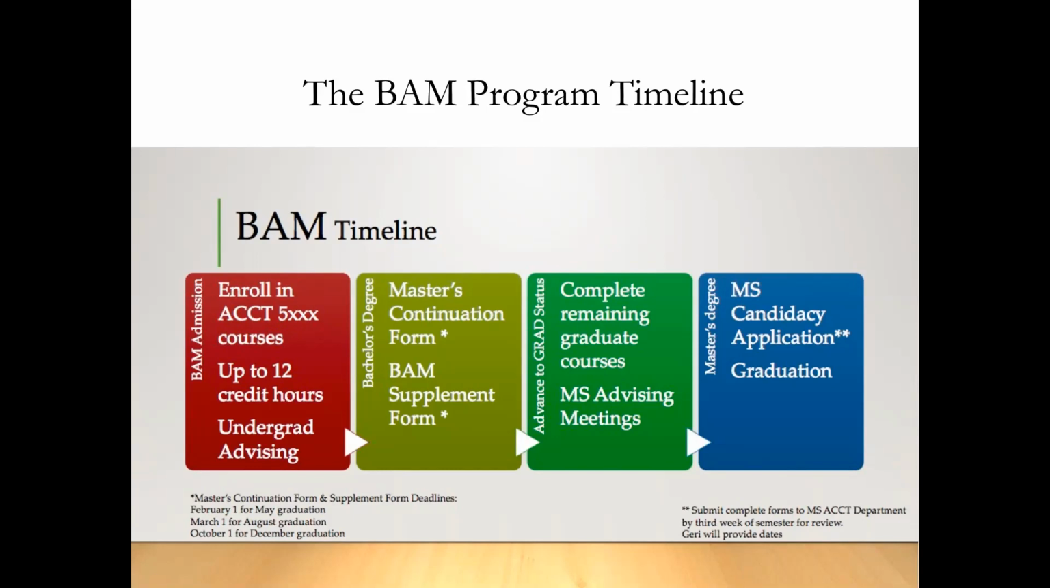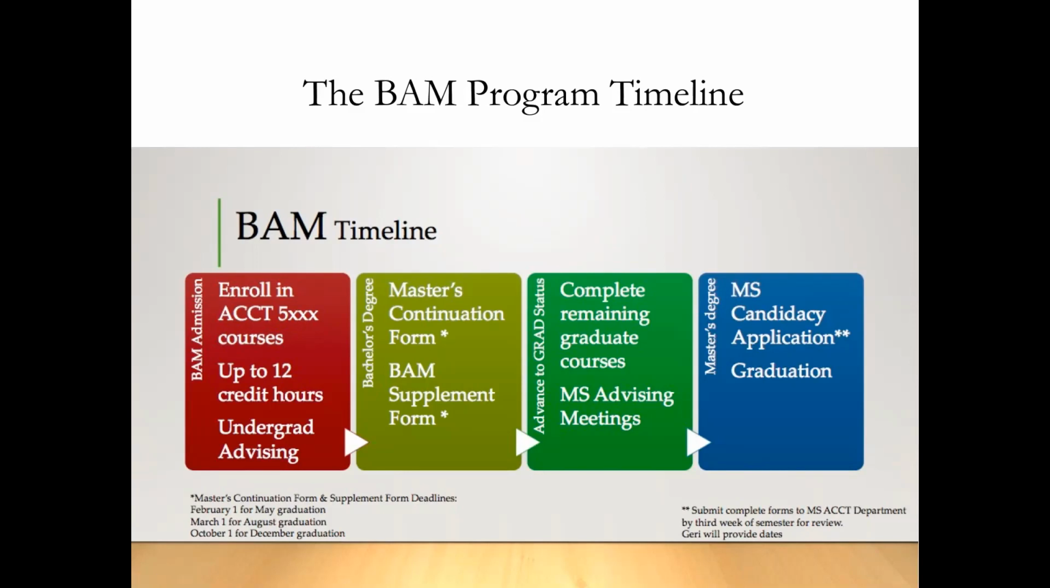It's a 30 credit hour program. If you did take all 12 of the BAM credits, that would leave only 18 hours of MS coursework. And so you would finish those MS courses at whatever pace you choose, paying graduate tuition, which I'll explain later how that works. Then you'd apply for graduation and you'd finish up your master's degree.